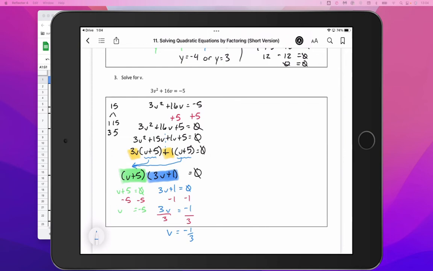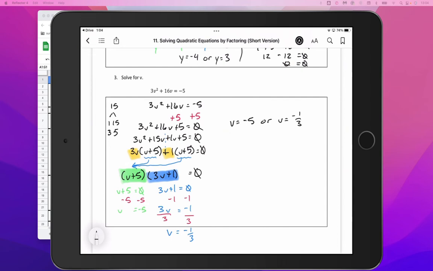Okay. And so we are going to end up with a negative 5 and a negative 1/3 as our solution. And so the way that I would personally write this is v is equal to negative 5 or v is equal to negative 1/3. Now I could go back and test these to see if they're going to work, but there's a fraction there, and I don't want to do that.